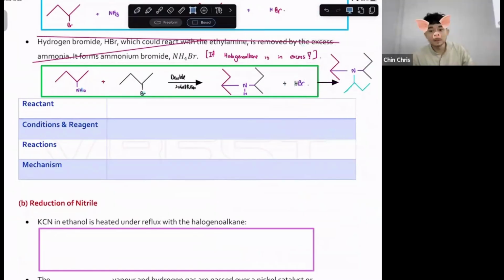Okay, guys. So double substitution, please be careful. It might come out in the exam. It just came out, by the way. Actually, 2022 already had it.